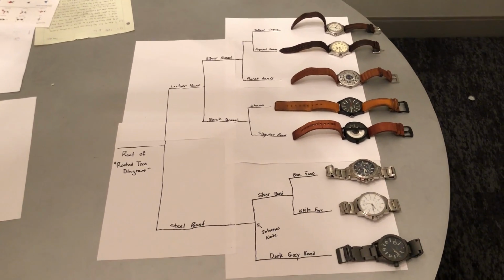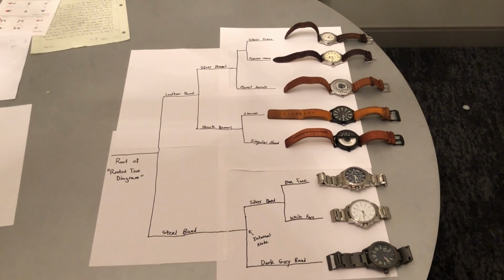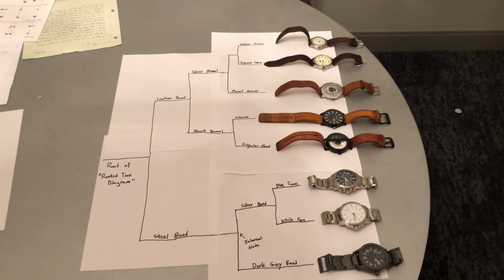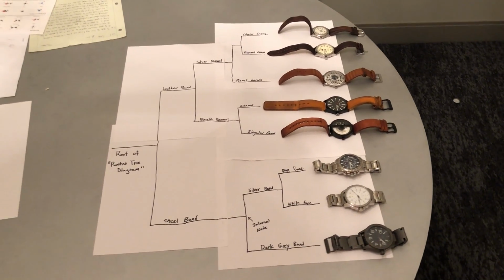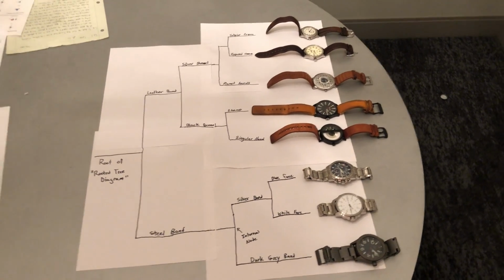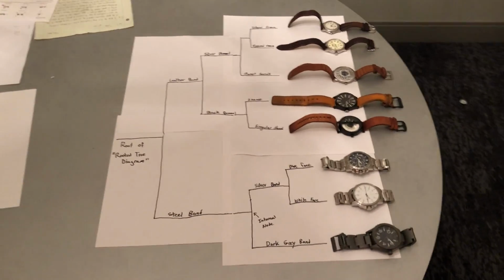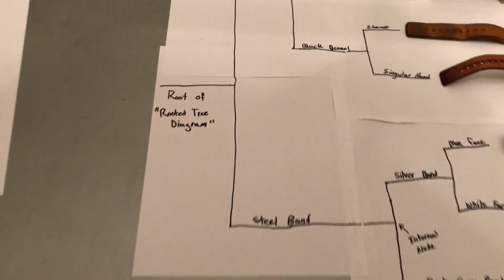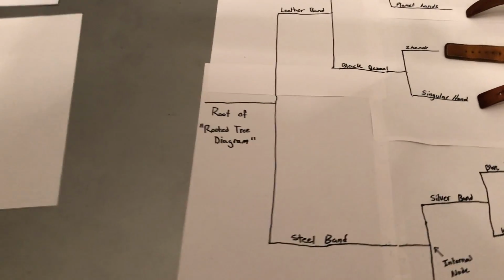Howdy everyone. Today I'm going to be going over a phylogenetic tree, or a rooted tree diagram, to show the evolutionary trends and speciation of the watch. That's going to be the example I'm going to use. So here we can see the root of the tree diagram. That is basically a parent of this.